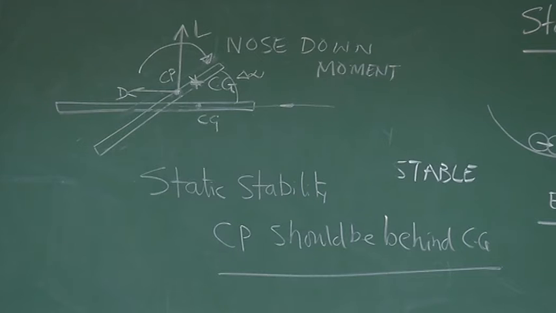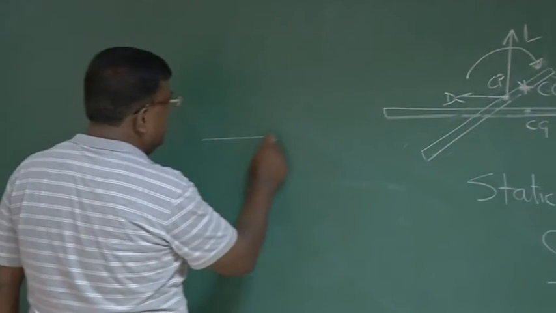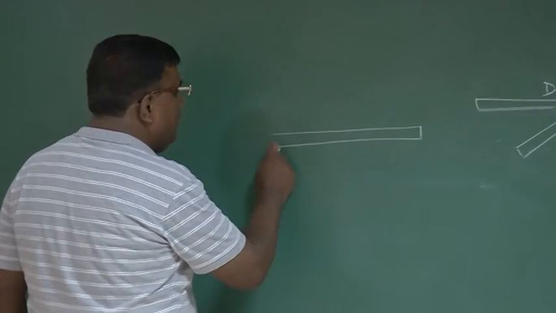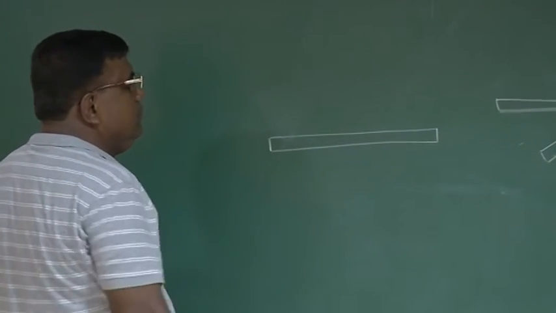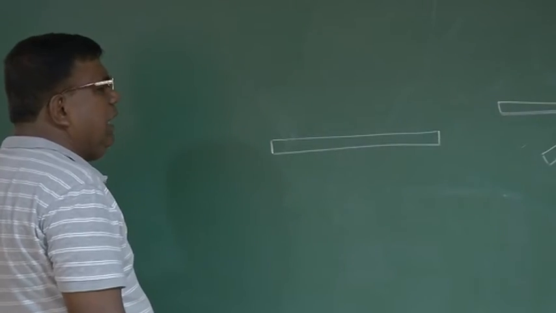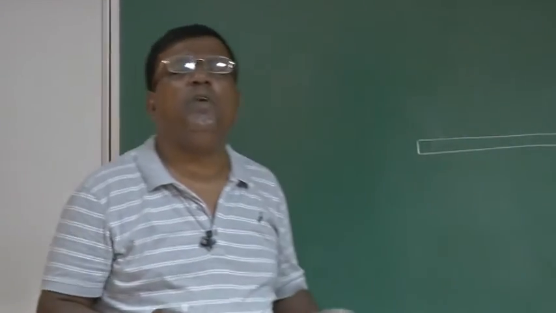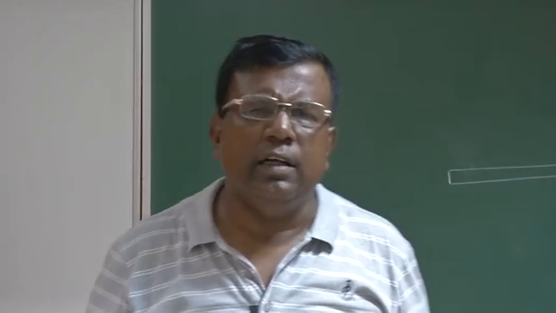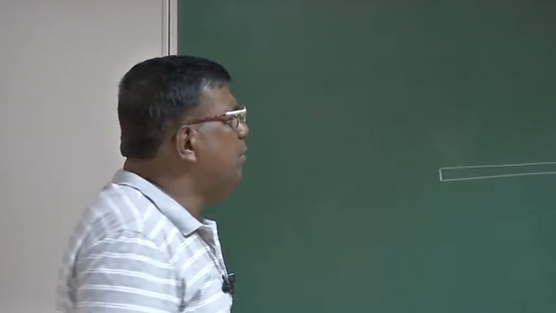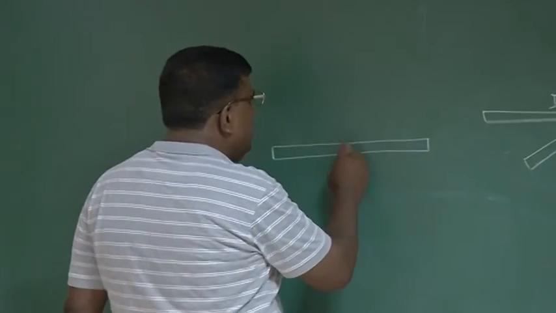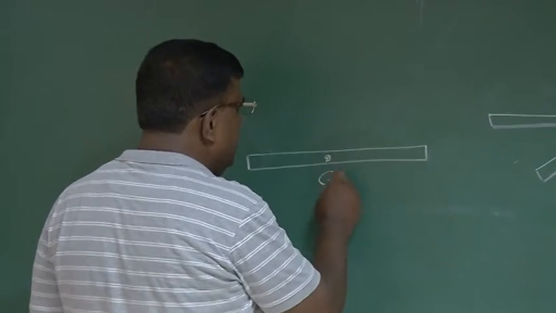This much we have understood. Now the question comes, suppose this is a plate. Same plate we are talking about. You can assume that if it is a uniformly distributed plate, the center of gravity will be almost at 50%. Somewhere here, the center of gravity will be there.